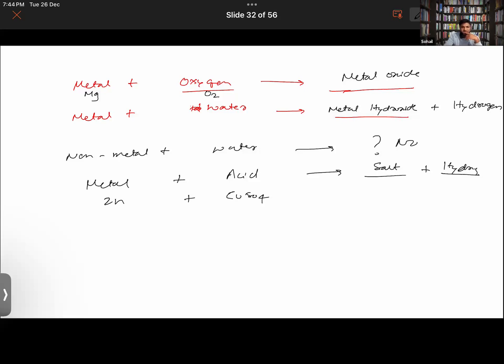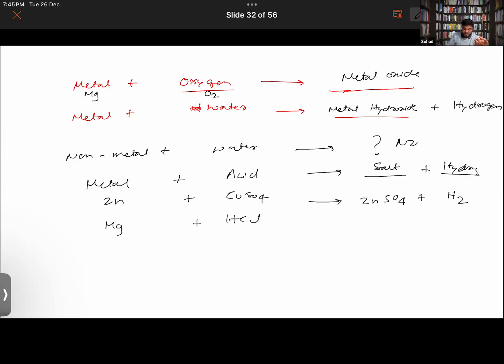It will displace it because zinc is higher in the reactivity series. Zinc है, then फिर हमें iron मिलता है, then lead, then copper, right? So it will displace it. So thereby you get zinc sulfate plus hydrogen gas, right? Okay, we have other examples also. For example, you have magnesium reacting with HCl.